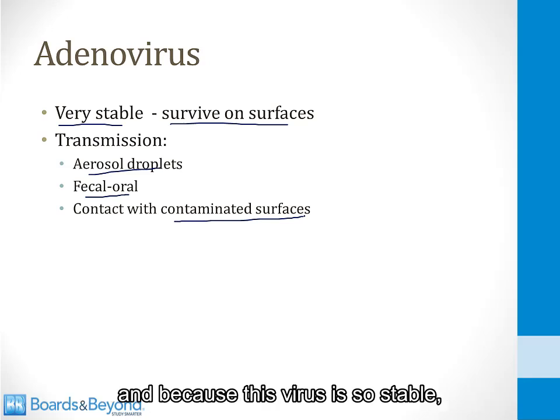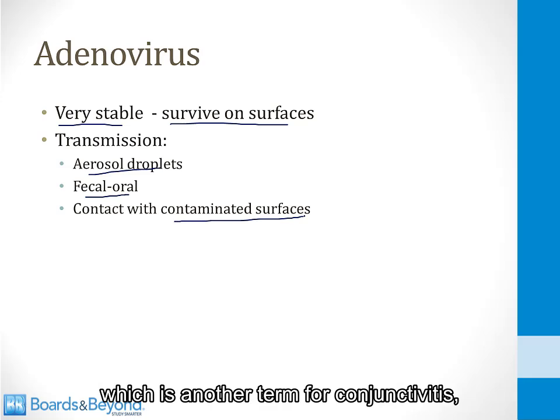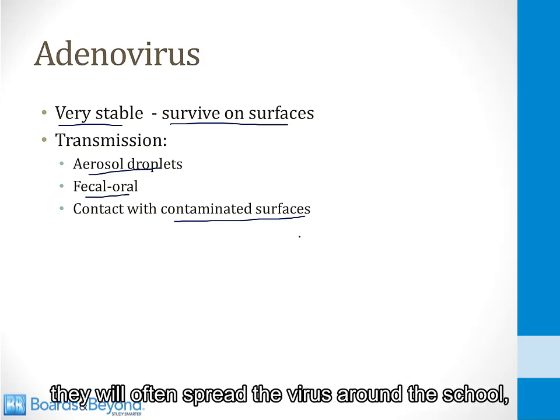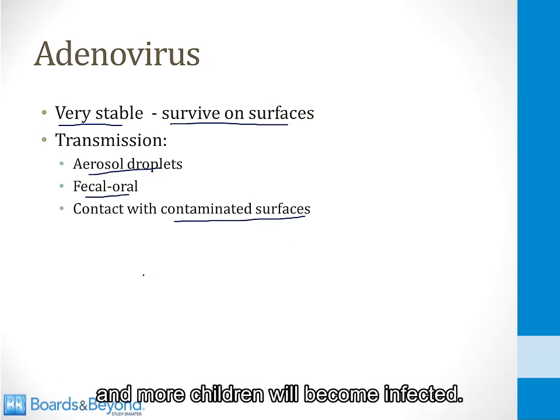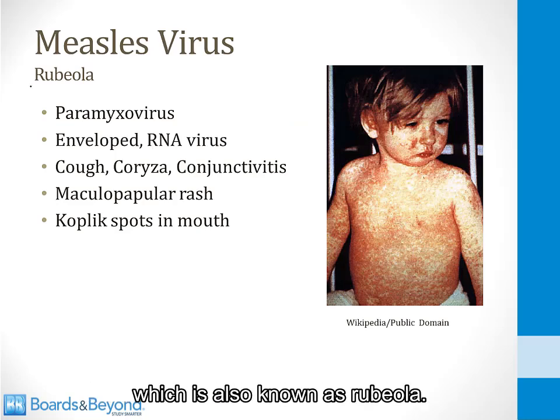And because this virus is so stable, that's why children who develop pink eye, which is another term for conjunctivitis, are often sent home from school, because if they stay at school, they will often spread the virus around the school and more children will become infected. The measles virus is the cause of measles, which is also known as rubeola.